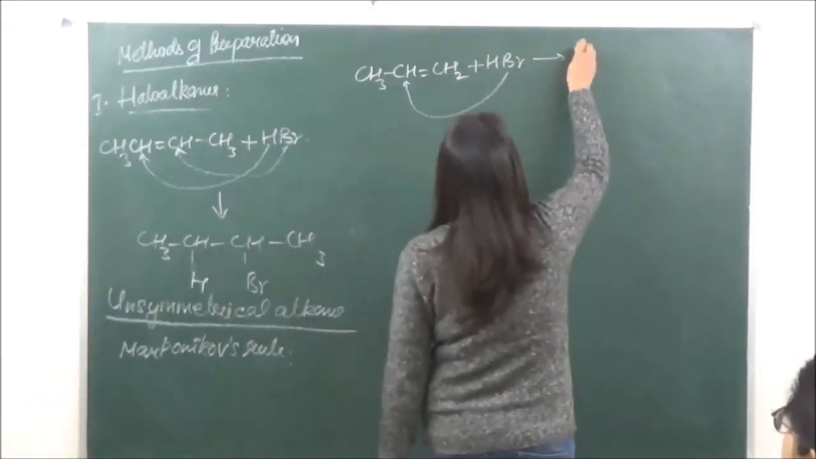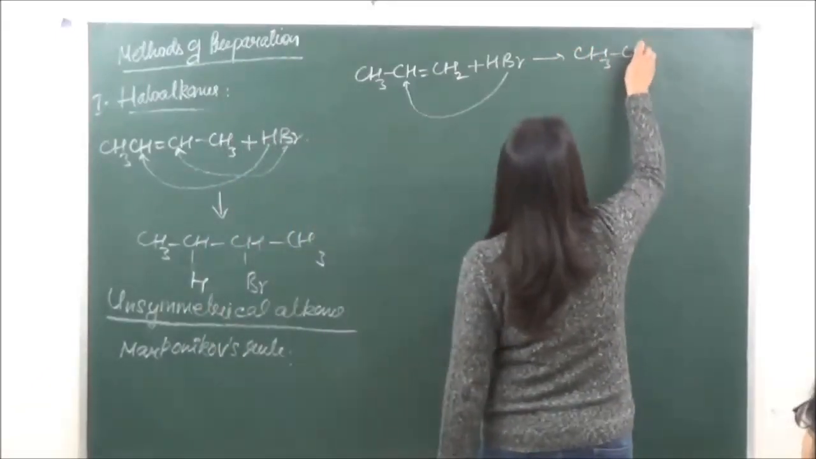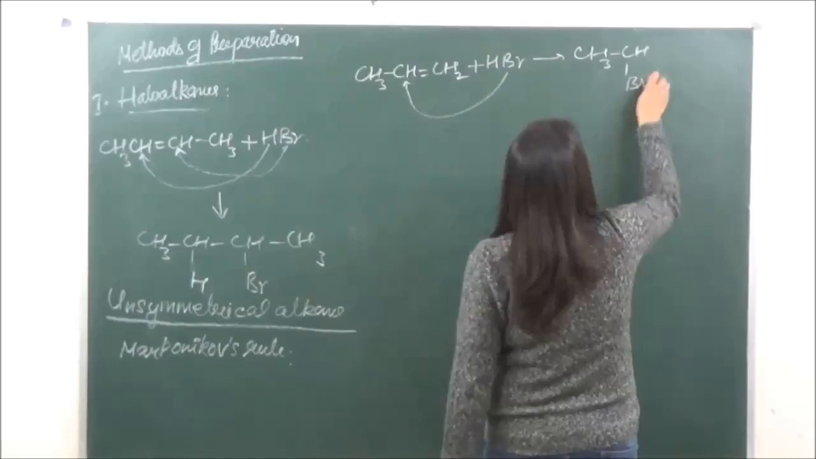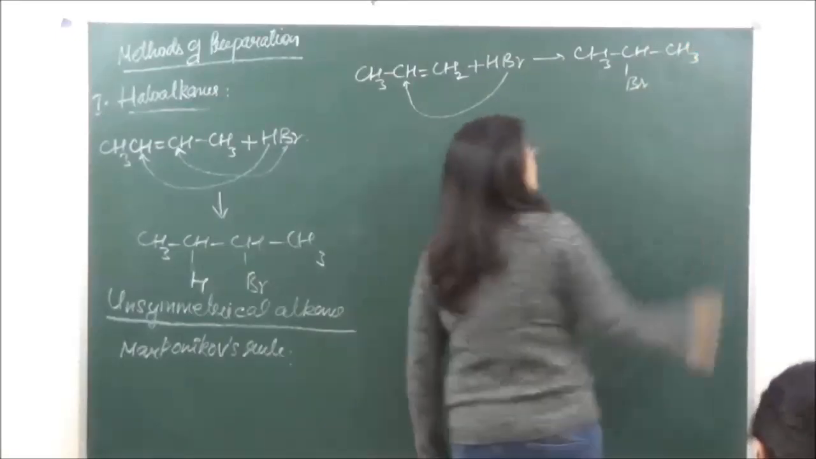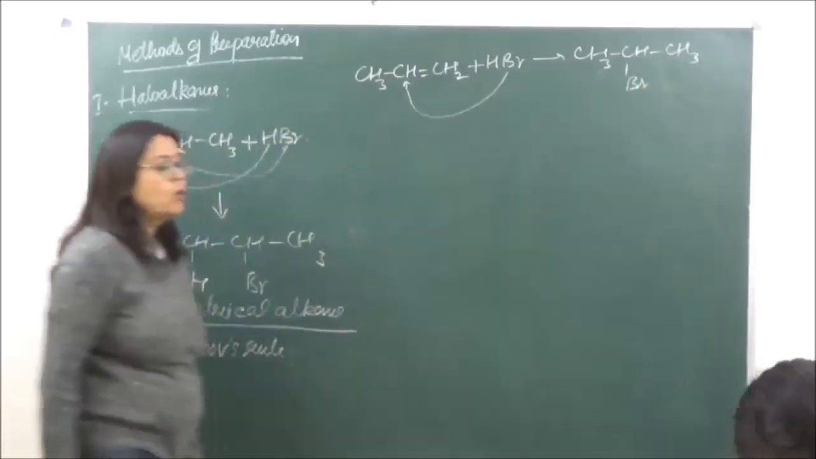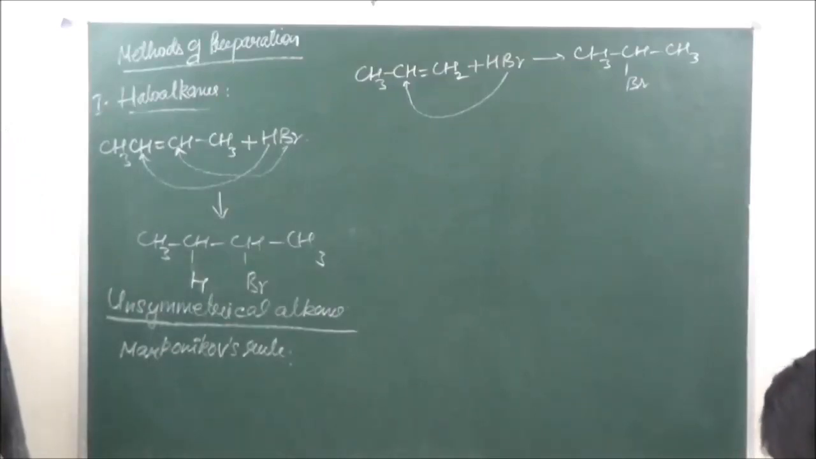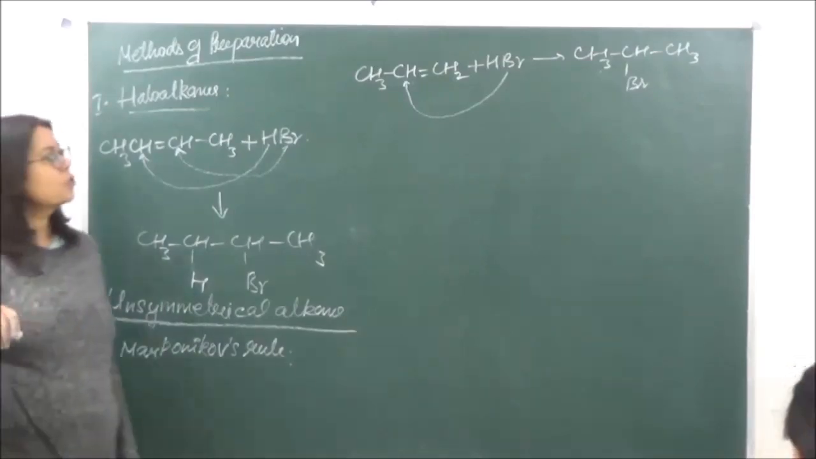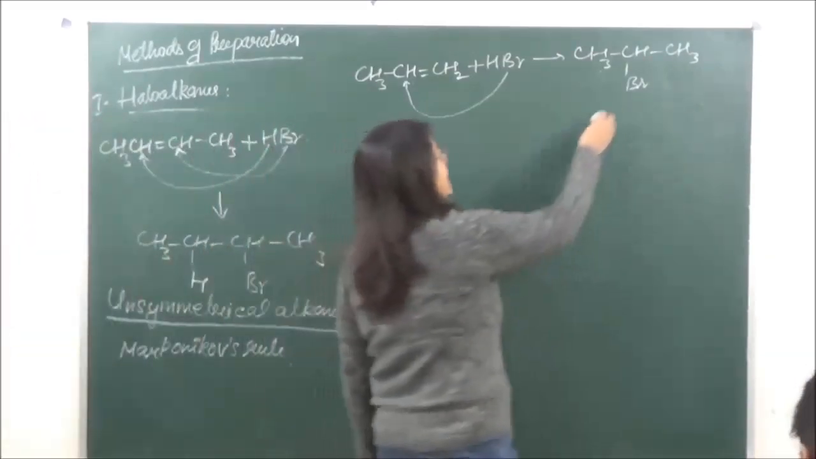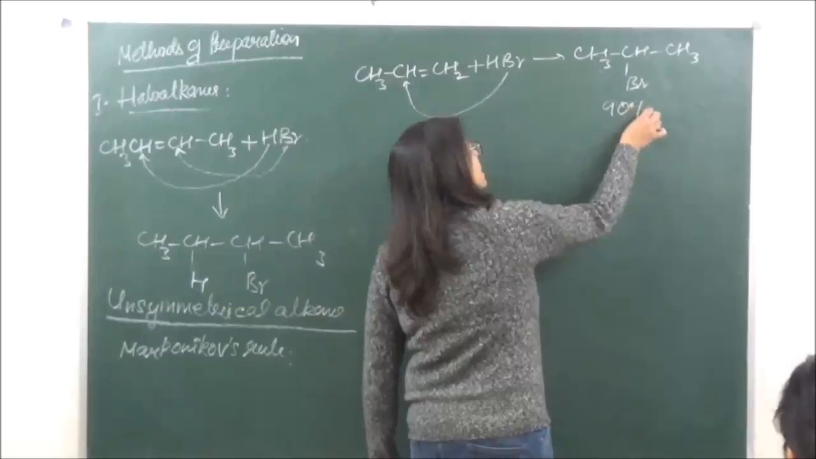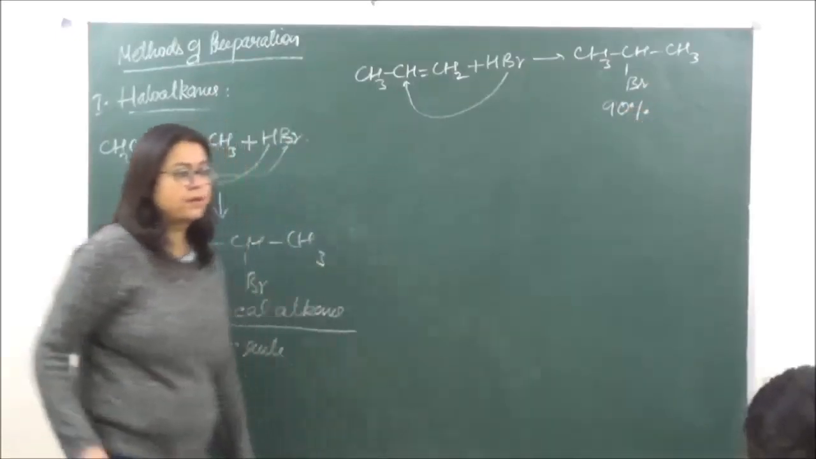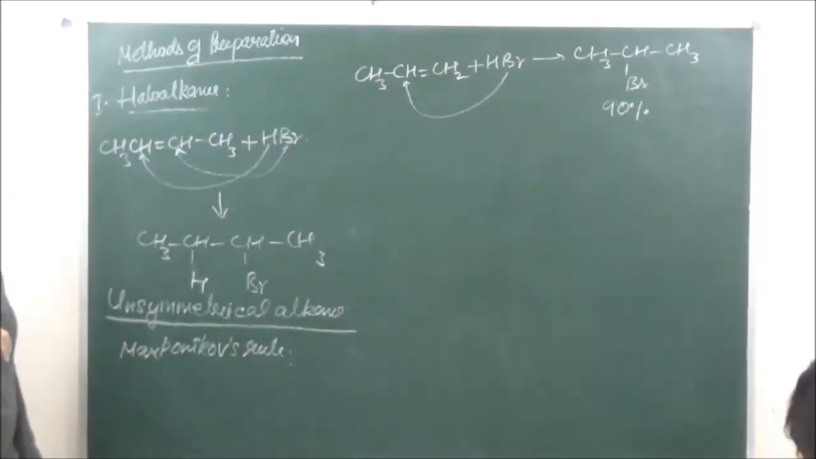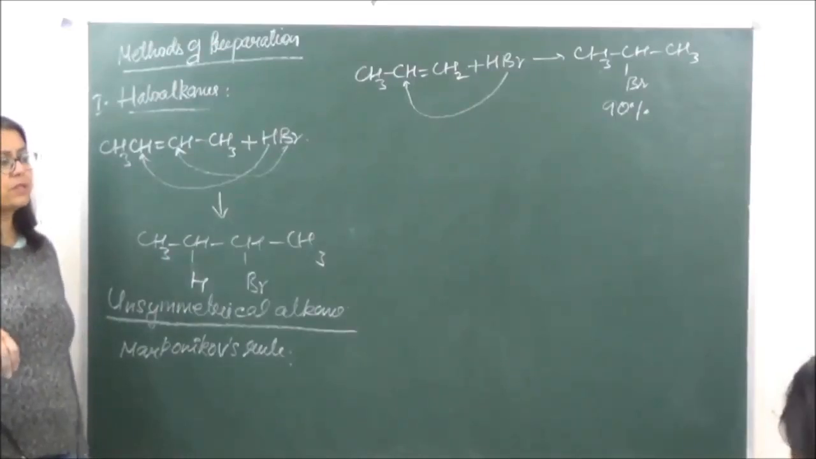ठीक है? So the product which we are going to get over here is going to be 2-bromopropane. Right? So over here, although we get a mixture of both, ये हमारा major product रहता है. This is going to be approximately 90% of what we get over here. And the other one, 1-bromopropane, will be only 10%.